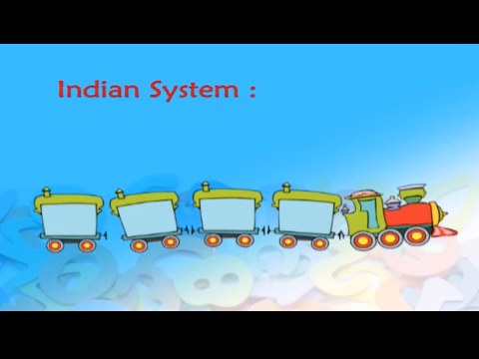Let us begin with the Indian system. The train has 4 compartments. Each compartment carries a place value. We begin with the engine, and the first compartment carries hundreds, the second compartment carries thousands, the third carries lakhs, and the fourth carries crores.